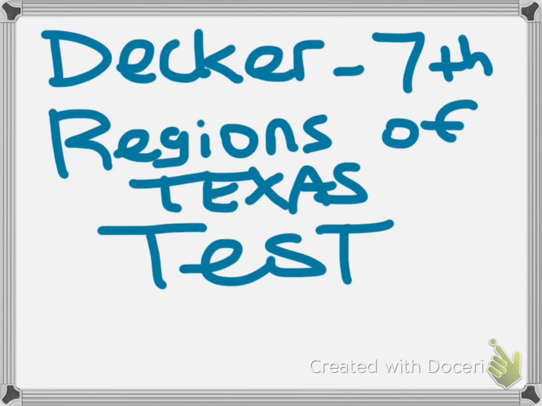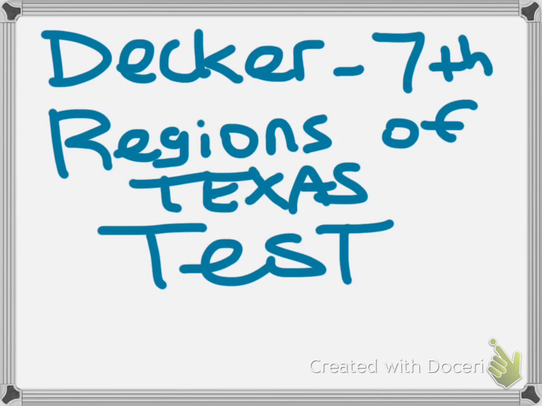Number 8, how does the physical environment of coastal Texas compare with that of the mountain and basin regions? We're comparing two regions. F, coastal Texas has more rivers. G, coastal Texas has a higher elevation. H, the mountain and basin region has more agriculture. J, the mountain and basin region has long summers and warm winters.